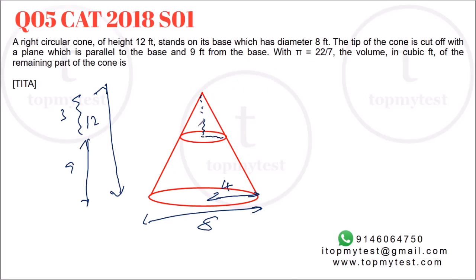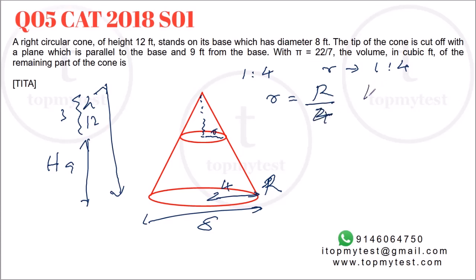Now, what is the ratio? Ratio of the heights is 1:4, right? Which means ratio of the radius will also be 1:4, right? So if this radius is 4, this radius will be equal to 1, right? Radius will also be in the ratio 1:4. Right, so if I take capital R for this radius, capital H for the full height, small h for the smaller height, and small r for the small radius, small r will be capital R by 4. Small h will be capital H by 4.